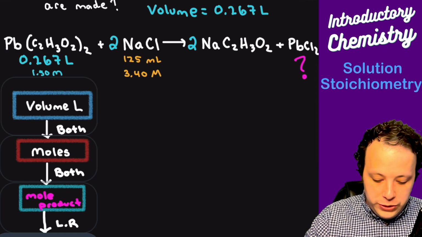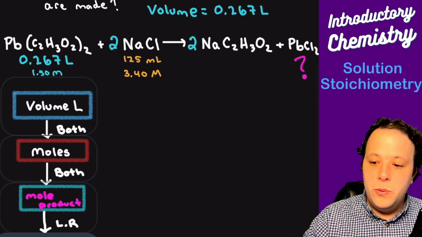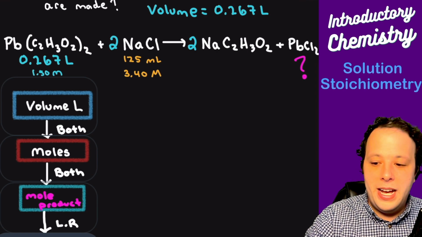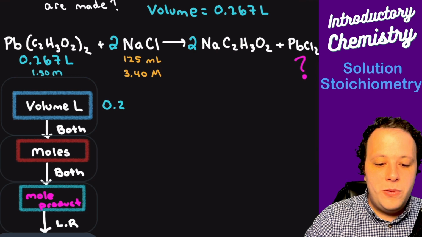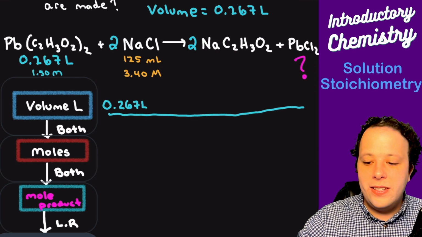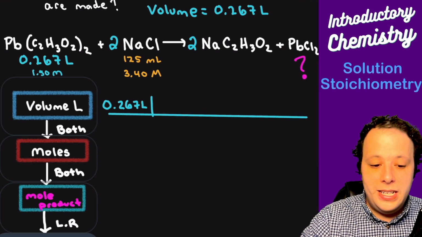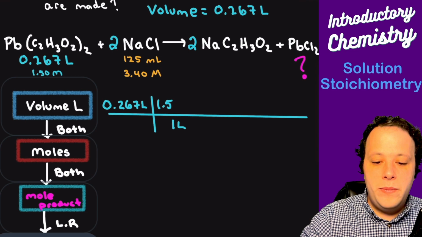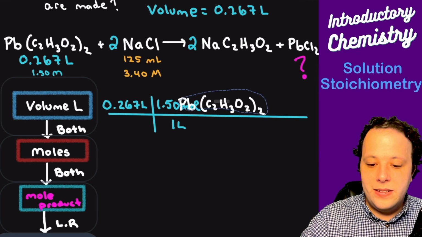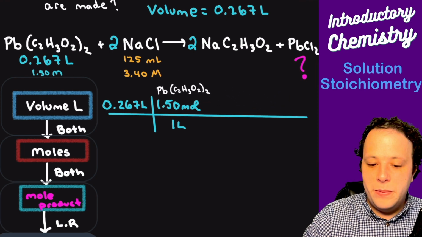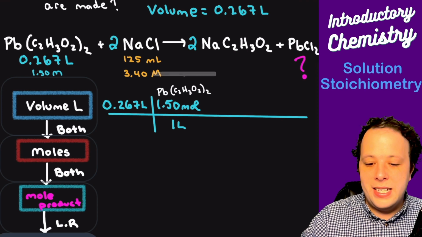So the first one that we'll start with is we will do it with our lead acetate. So what did we have to begin with? We had 0.267 liters, and we're going to cancel that out with the molarity, which was 1 liter is equivalent to 1.50 molar lead acetate. So let's copy and paste that down. Okay, so we're going to just put that above here. So that's of lead acetate.